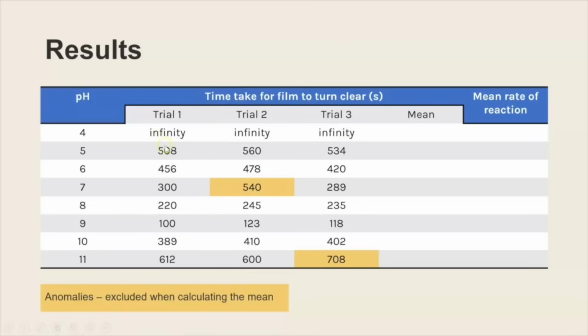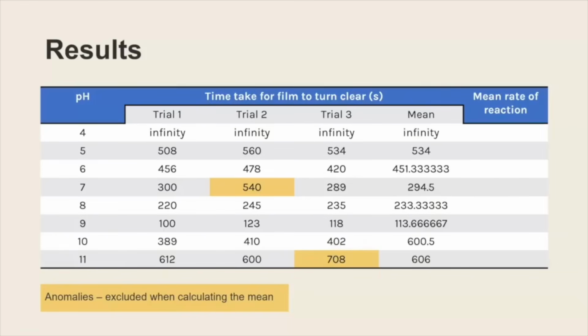But from what I've had a look at with my results, I've said that for pH 7, trial 2 is an anomaly. 540 is very far away from 300 and 289, so it doesn't fit the pattern. And also at pH 11, I had 2 trials where I had one at 612 and one at 600 seconds. And then trial 3 was 708. So again, that's quite far away, doesn't fit the pattern. So those two I won't include when I calculate my mean.